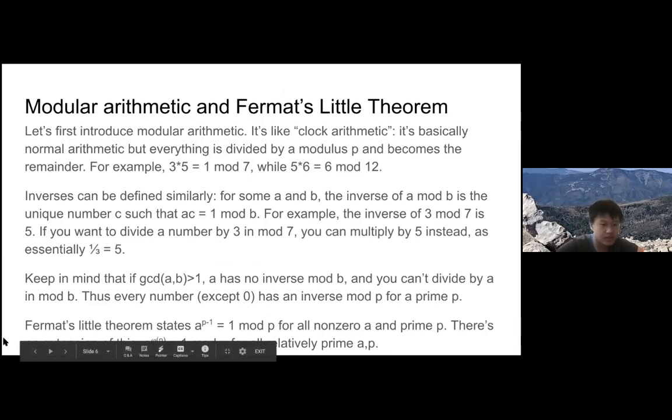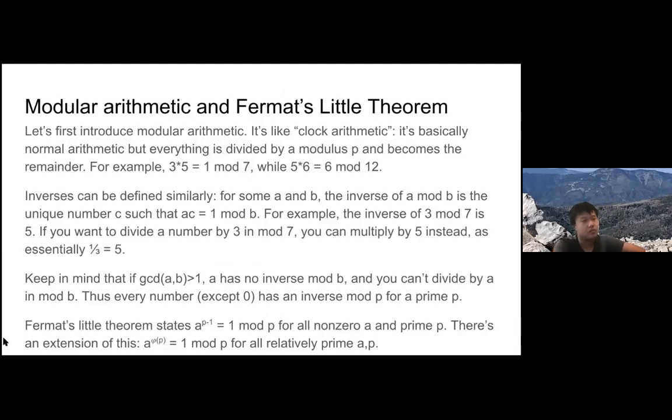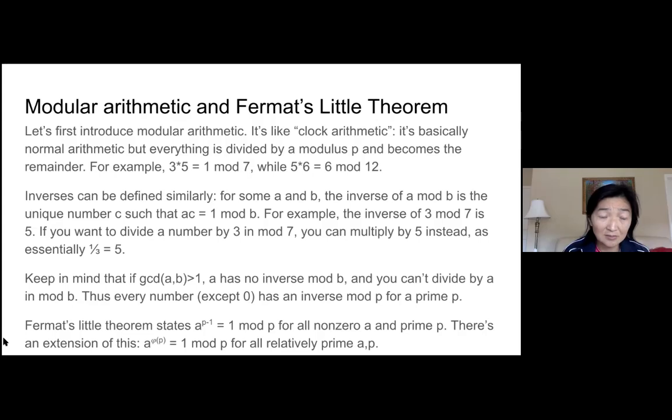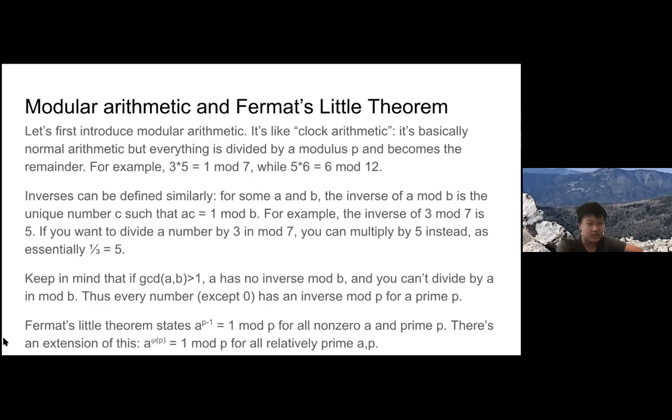There's an extension of this called Euler's totient function, which tells you that a to the phi of n is 1 for all relatively prime a and n. Phi, the Euler totient function, is the number of numbers under n that are relatively prime to n. So for example, we calculated that phi of 24 was 8. So if you take 5 to the 8 mod 24, you'll get 1. Does that make sense? That's a bit confusing. I recommend you take notes.